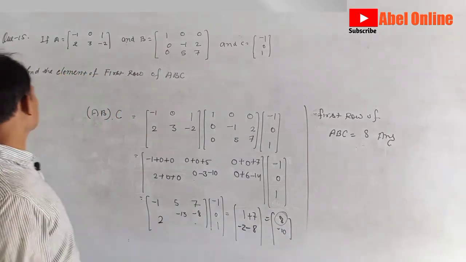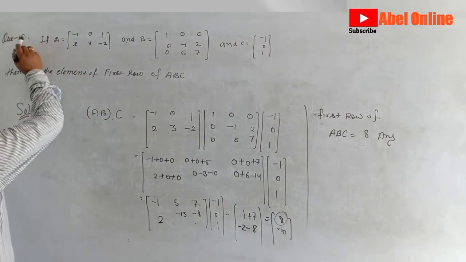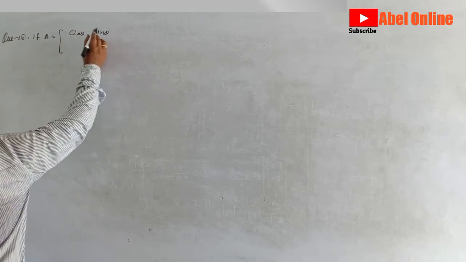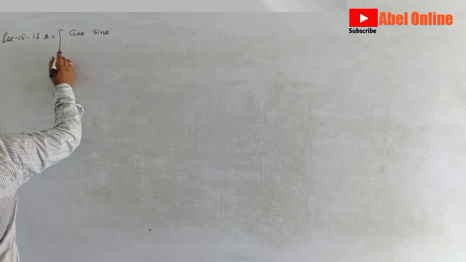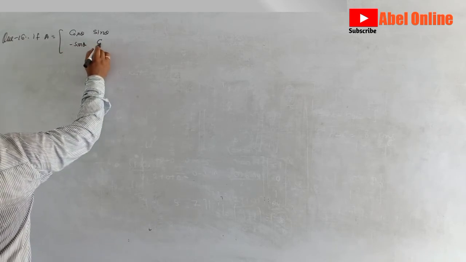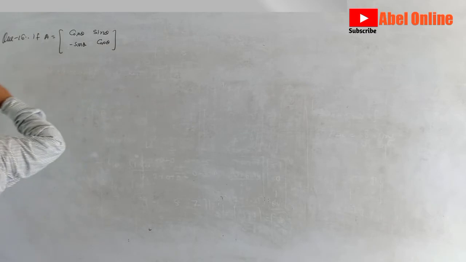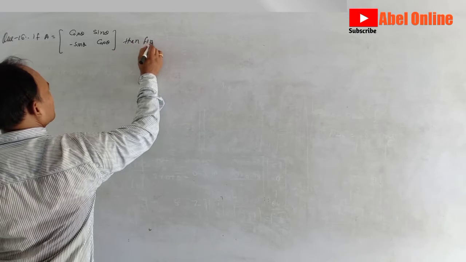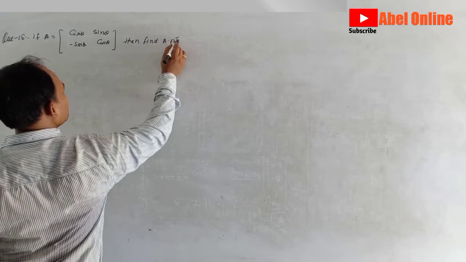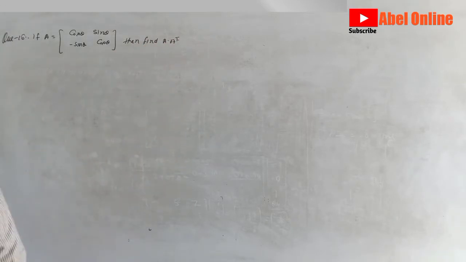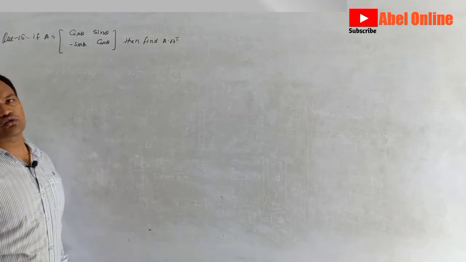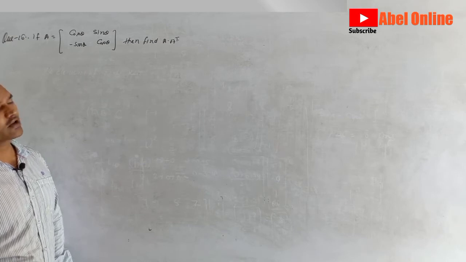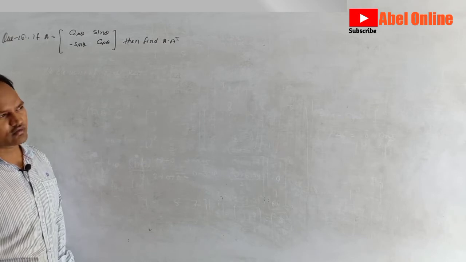Now we are on question number 16. What about question number 16? If A equal cos theta, sin theta, minus sin theta, and cos theta, then find A multiplied by A transpose. A into A transpose we have to find, students. So this is your question.